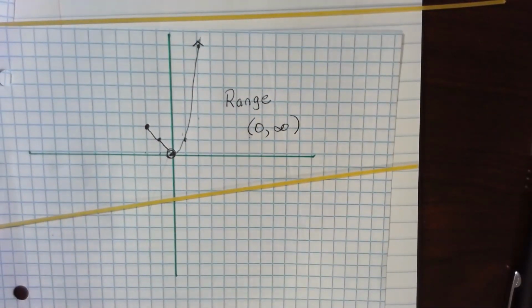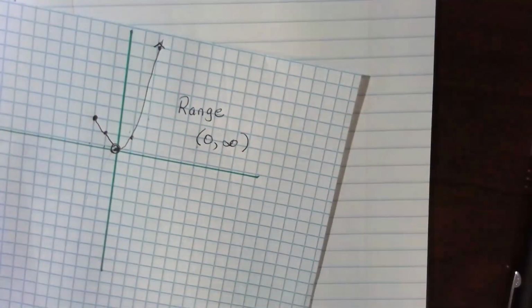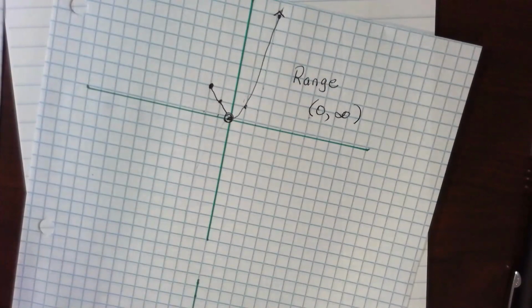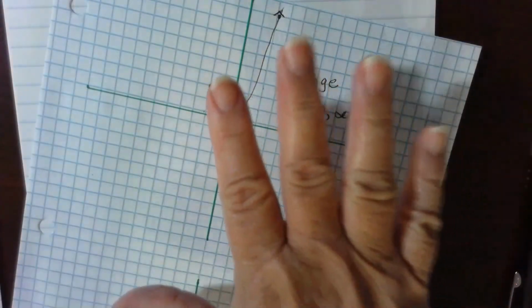Alright, so that's the last part of this lesson. So you have the library of functions, you have evaluating piecewise, and then you have graphing piecewise. And that's the end of section 3.4.